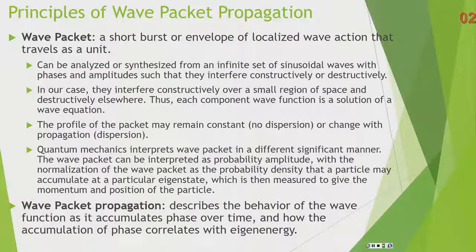The profile of our packet can either be constant or it can change. If it does change, we experience dispersion, whereas if it remains constant, we experience no dispersion. Quantum mechanics seems to define the wave packet in a different sense. It seems to define the wave packet as a measure of probability of where the particle will be. And essentially, if we get the probability density of our particle, we can further derive how it accumulates phase at a particular eigenstate, and then measure that to find the momentum and the position.